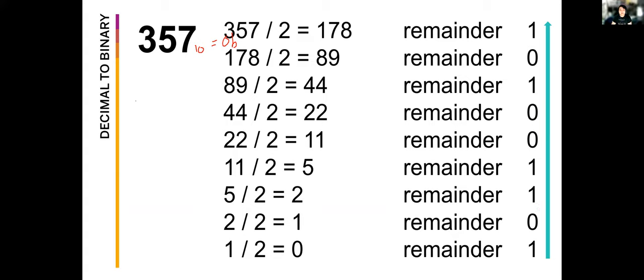Okay, so this gives us that 357 is equal to 10110101 on a binary scale. So this is the most significant bit. How do I represent that? Type ko na lang. Most significant bit. And this is the least significant bit. So we go from the most significant to the least significant bit, and we arrive at this binary number.